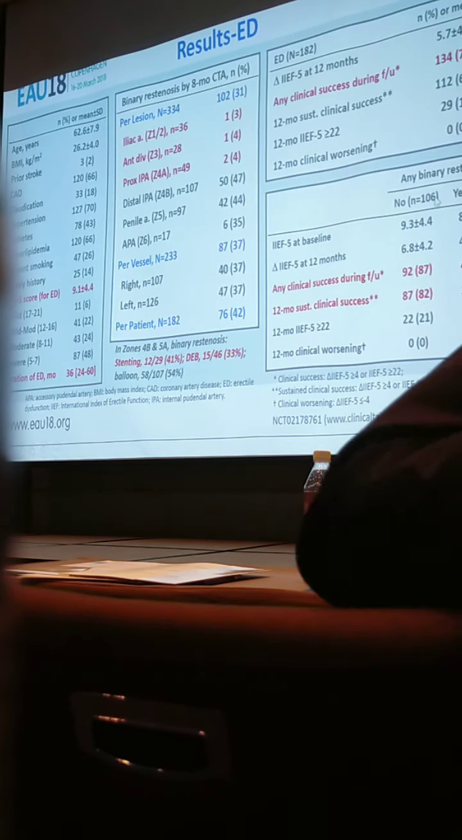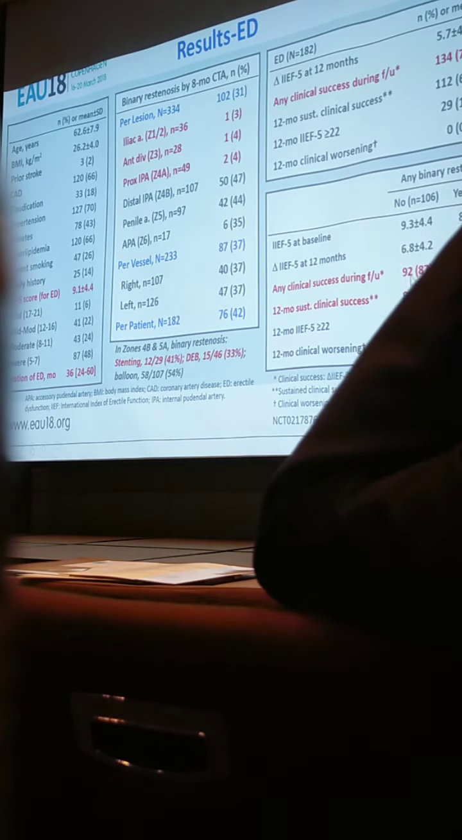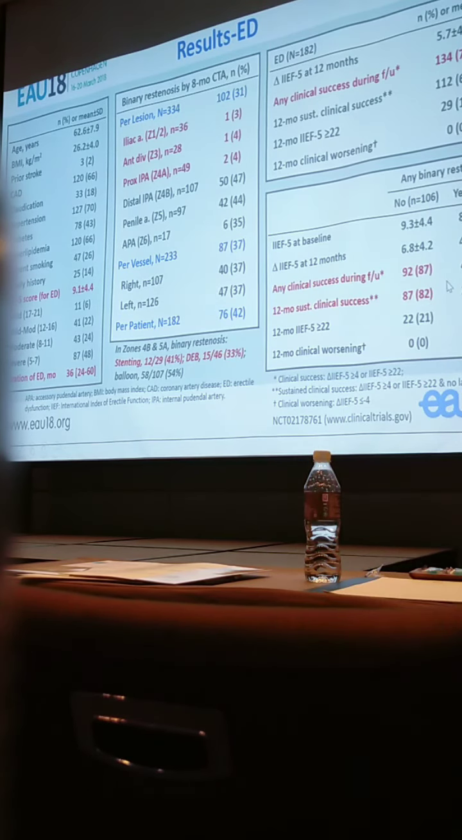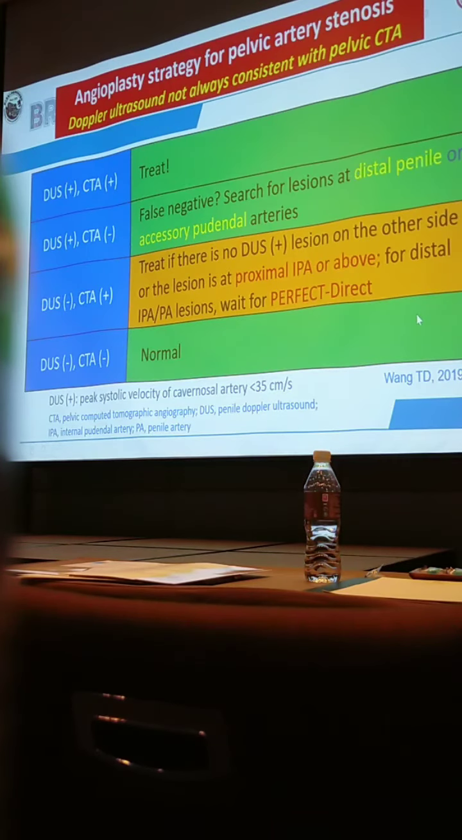So if any lesion got restenosis, the result will become much worse. And you can see if there's no restenosis at 8 months, the response rate approaches 80%, and any response is approaching 90%. But in contrast, if one restenosis occurred, the response rate is down to 33% at 12 months. So that's a huge difference.